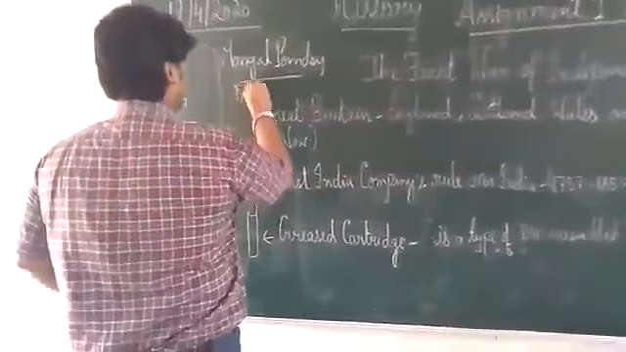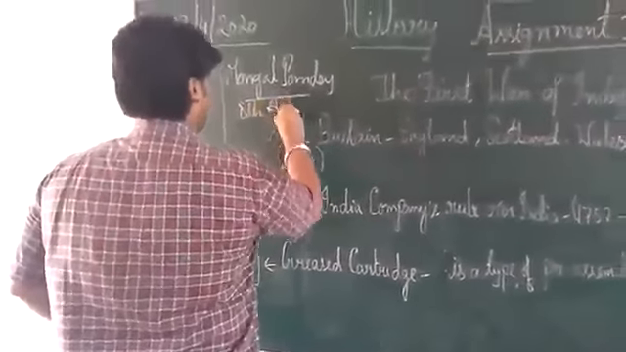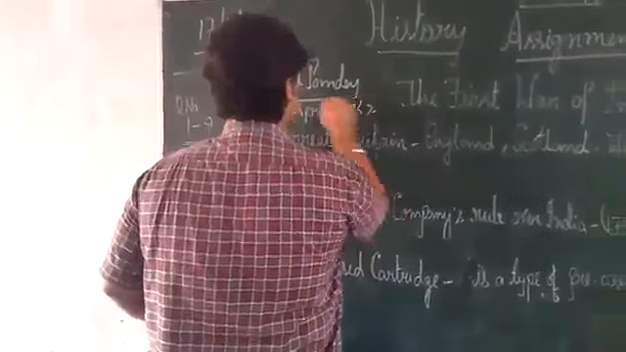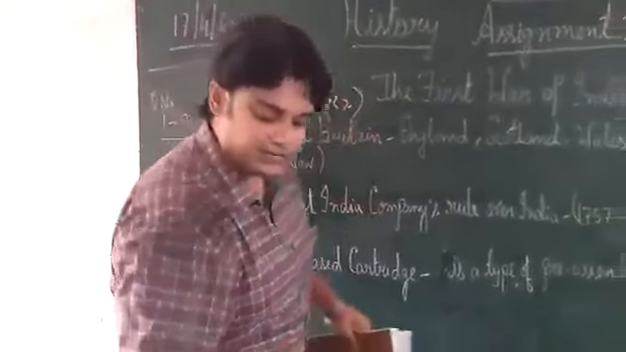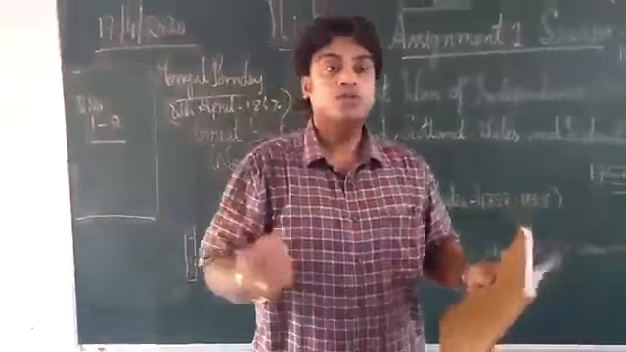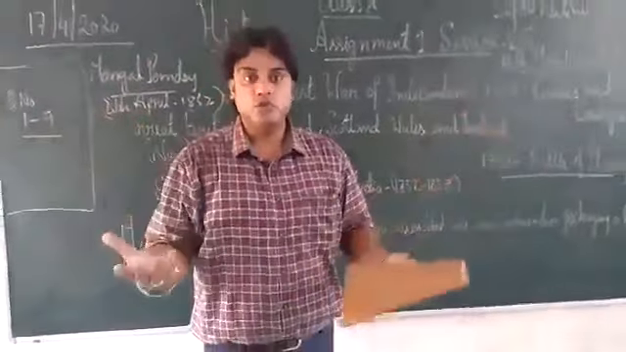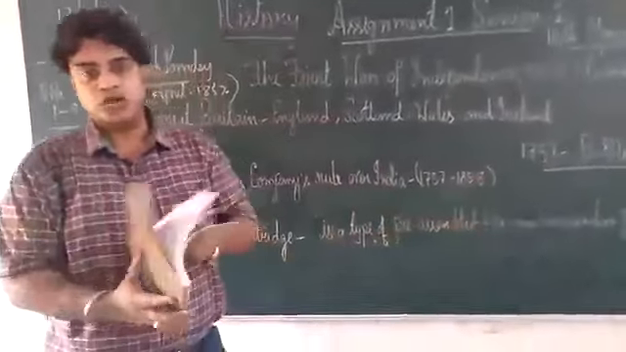8th April 1857. He was hanged to death, but that was just a flicker of a candle, because the main revolution, the main revolt was going to take place now.